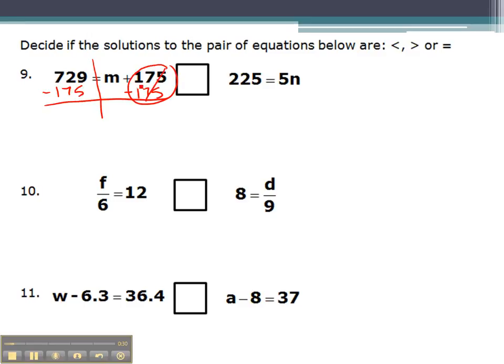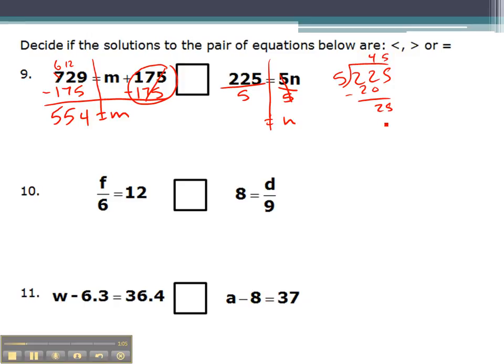Plus 175 minus 175, that equals 0, so we have m on the right side equals, m equals 554, and on this other side of the pair of equations we have 5 times n, so I'm going to undo that multiplication with division. That just leaves us with 1n on this side, and 225 divided by 5 is 45. So n equals 45, so m is greater than n.